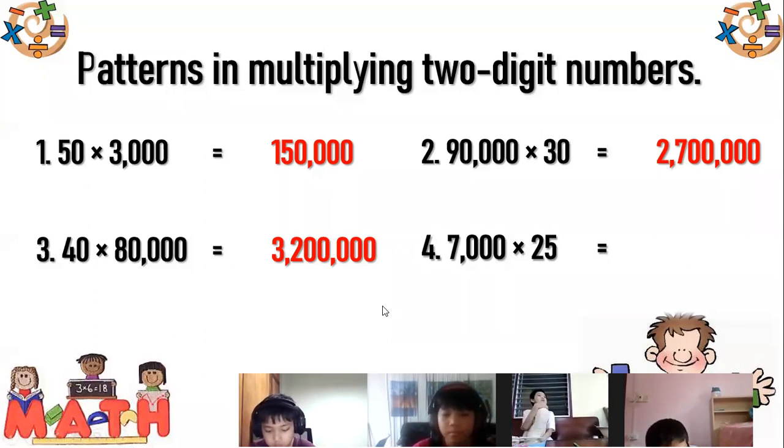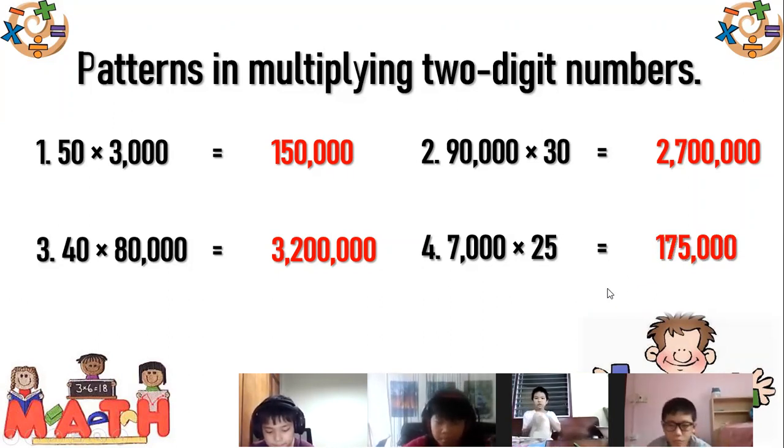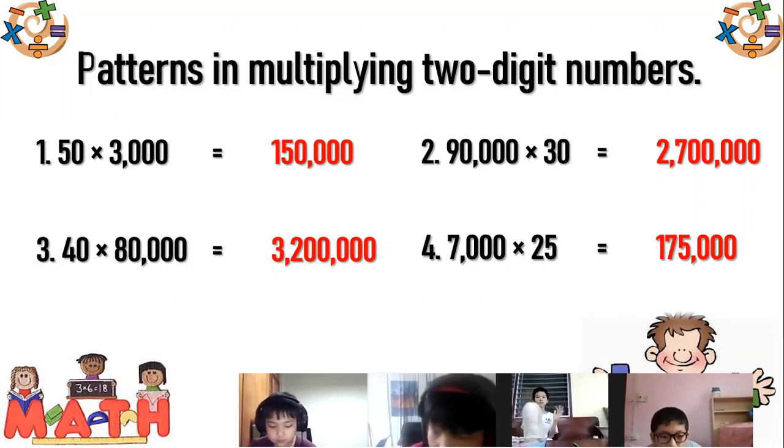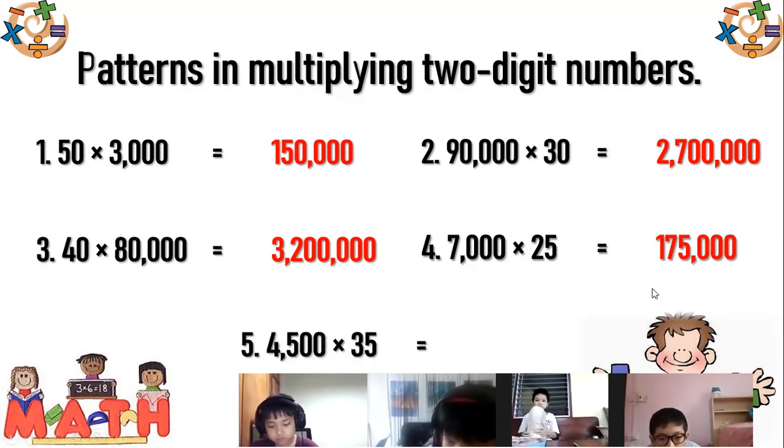175,000. Right? Now one more, the last one: 4,500 multiplied by 35.